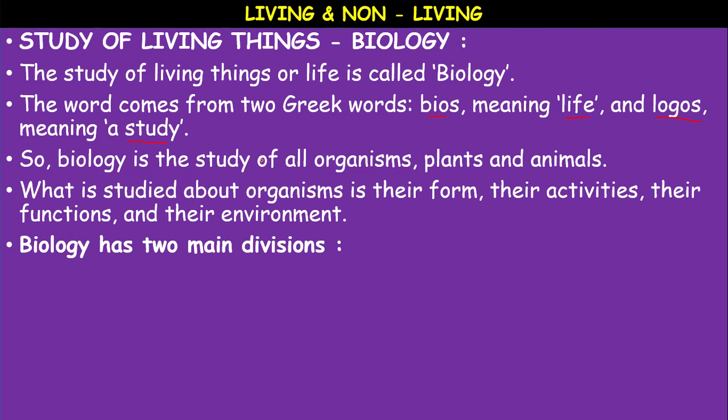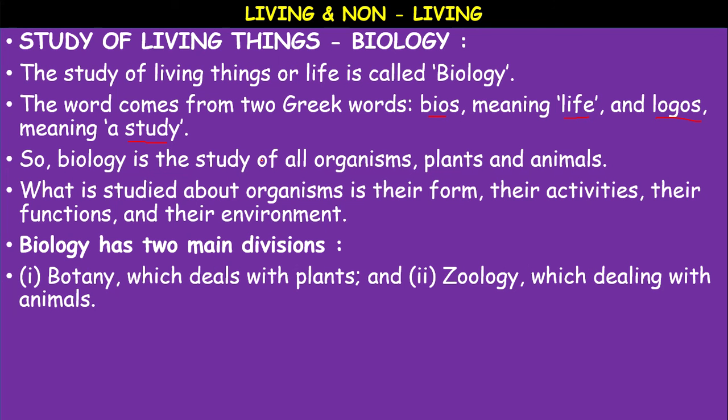Biology has two main divisions. What are they? One is botany and the second one is zoology. Botany deals with plants, the study of plants and their life. Zoology means the study of animals and their life. These are the two main divisions. Then the third category, microorganisms.